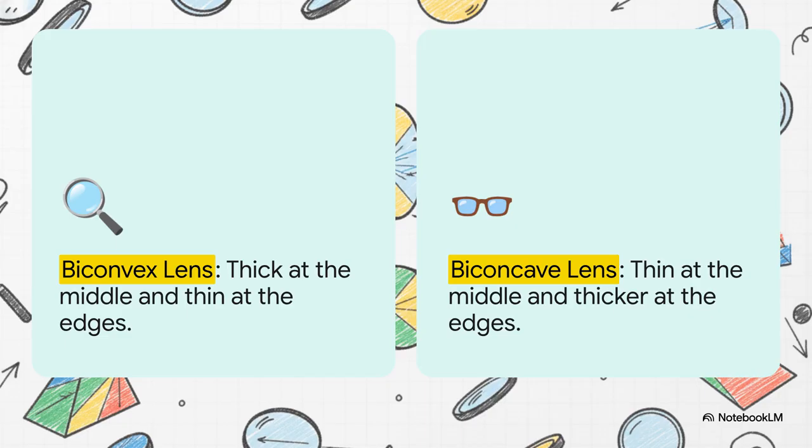If your lens bulges out on both sides, that's a biconvex lens. Thick in the middle, thin at the edges, just like a standard magnifying glass. It pulls light together. On the flip side, a biconcave lens curves inward on both sides, thin in the middle, thicker at the edges, which pushes parallel light beams far apart.